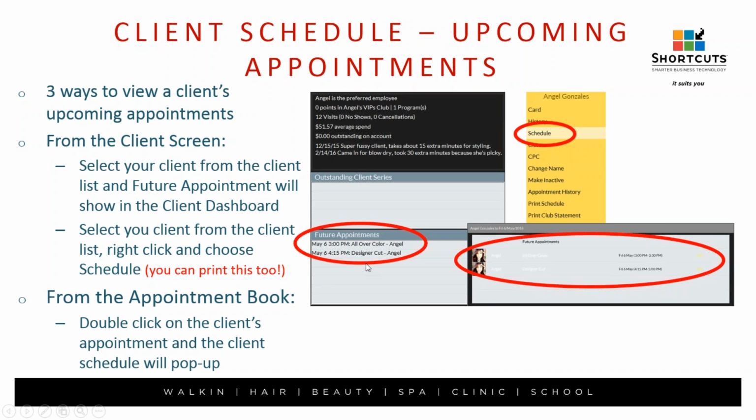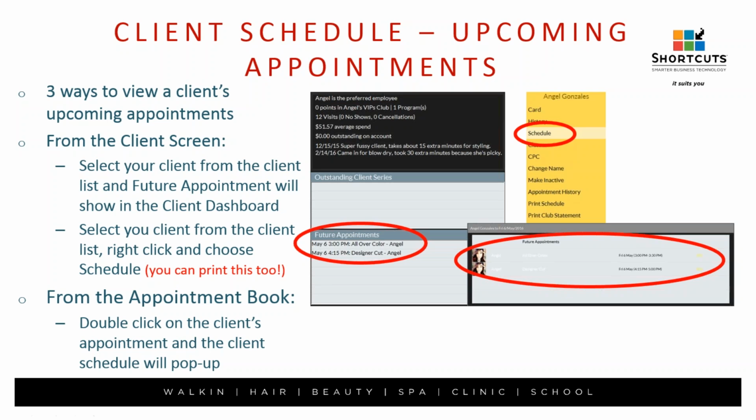Another way is from the client screen: select your client from the client list and then right-click against the client and choose Schedule. When you do that, this little option pops up here, and you can see future appointments. You can also print that schedule for clients as well. You can see you have this print schedule option down here in that menu.